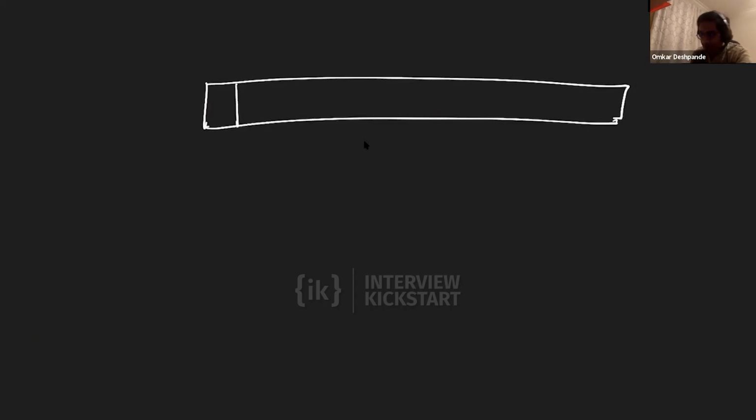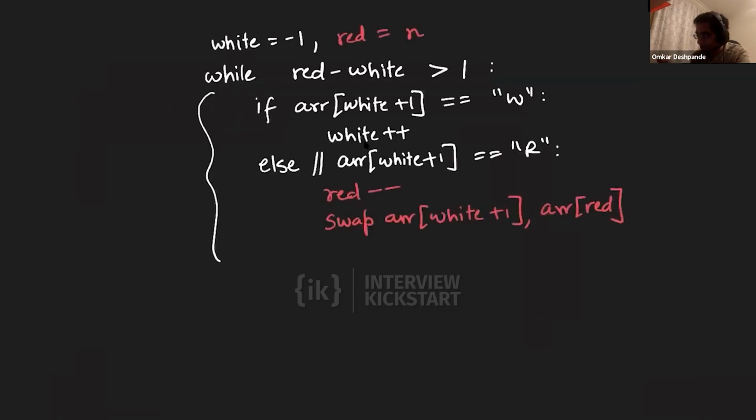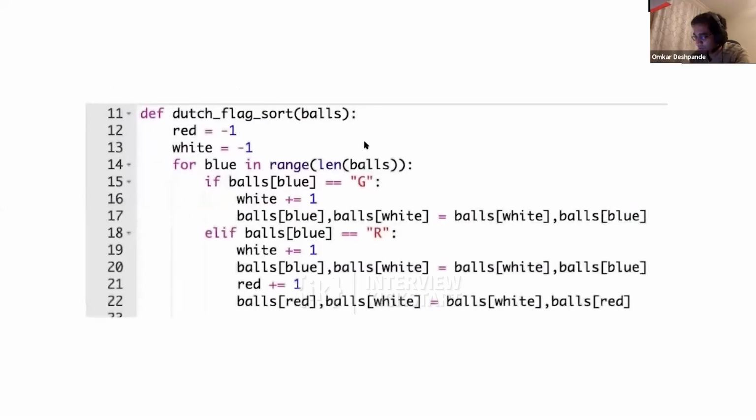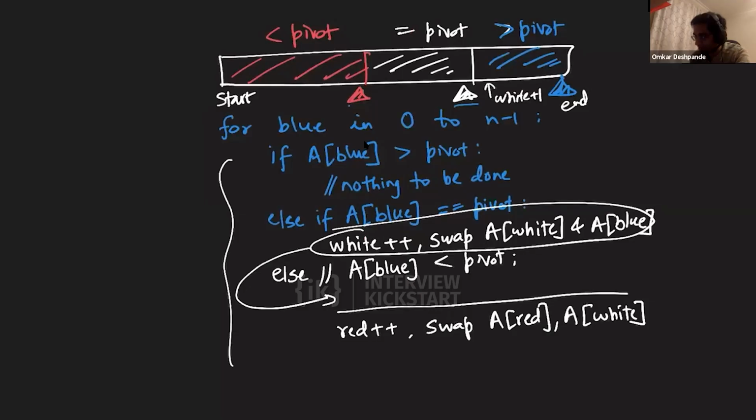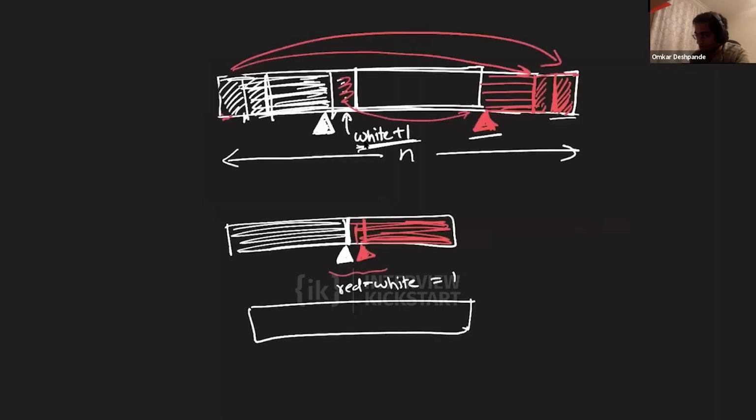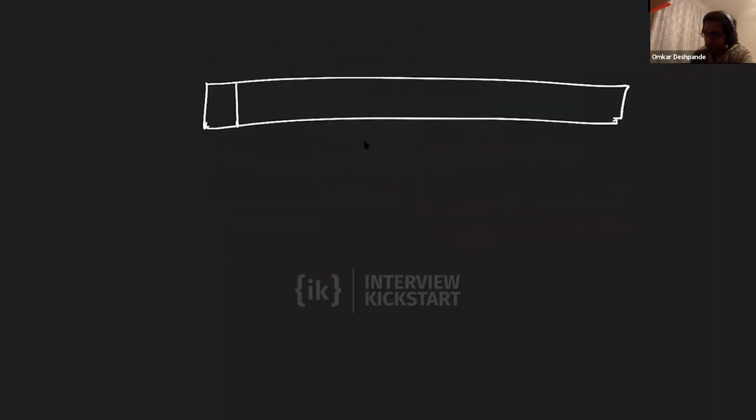Let's think about it. Now I have the Dutch national flag problem. What do I want? Blue on the left? No, red on the left. Red, white, and blue. I want red, white, and blue. So I look at the leftmost number.